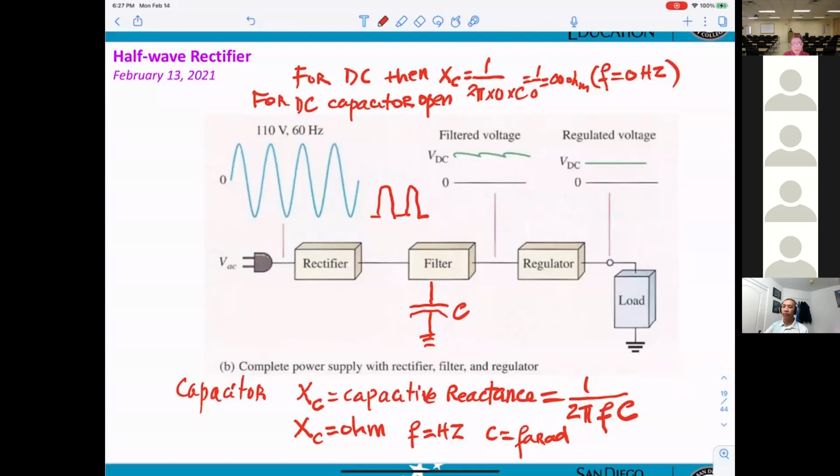That's only telling you the capacitor does not allow DC current to go through it when it gets fully charged. When it is fully charged, then it is open. DC current cannot flow. That's what we're talking about. For DC, the capacitor is open.